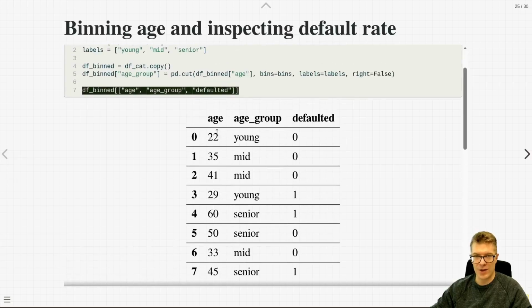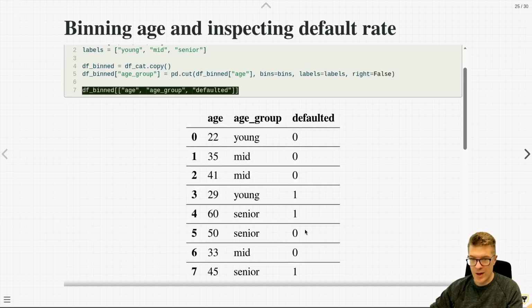We have age, 22 is young, 35 is mid, 60 is senior, and for every data point I have, they're defaulted here also. So maybe you can check out a few things. You can see is there any kind of relationship between the age group and whether they've defaulted or not. It might be hard to look at whether they've defaulted or not in the specific age, 22, 35, 41. Especially if I have thousands and thousands of these things, it can make any kind of high-level interpretation challenging. But I've binned age by groups, and now if there's a pattern or lack of a pattern, it might jump out at me.